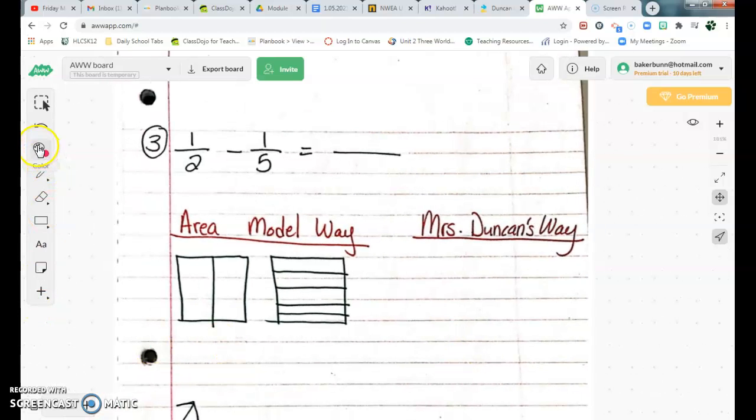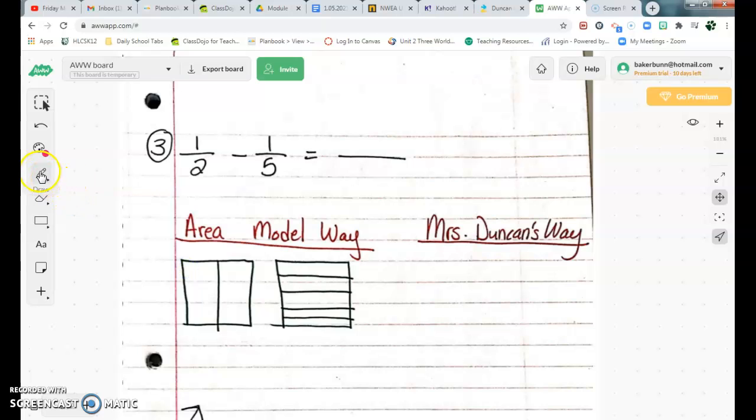We have here 1/2 minus 1/5. So I'm going to represent my 1/2 in this area model by shading in 1/2 of it. And I have 1/5 in this fraction, so I'm going to represent that in this area model by shading in 1/5 of it. Again, if I'm going too fast or you need to pause the video to write things down, please go ahead and do that.